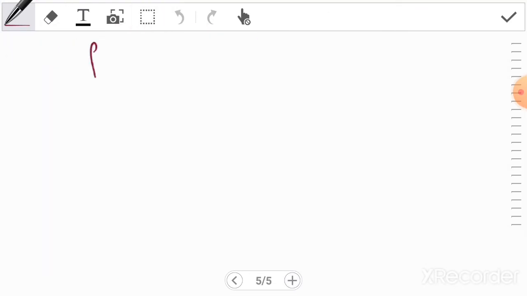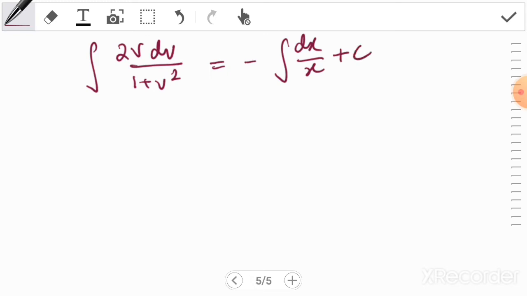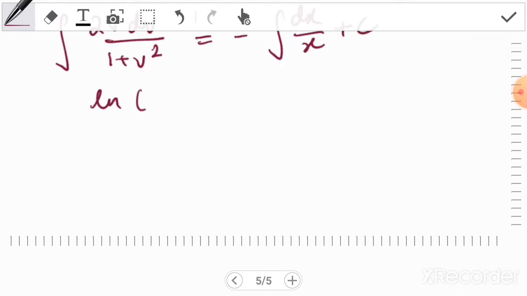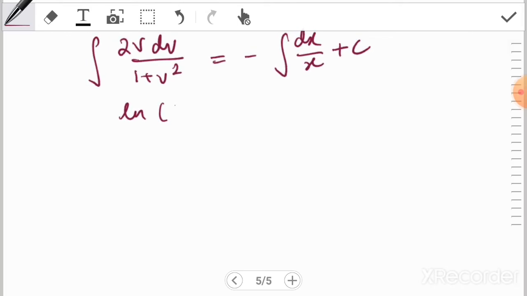Now integrating both sides, 2v dv by 1 plus v square is equal to minus dx by x plus some constant. So this is nothing but log of 1 plus v square. So put 1 plus v square as t, then 2v dv is equal to dt, so dt by t, and then log t, and then again replace t by 1 plus v square. So we have solved such kind of integration before. So this is minus log x plus c.